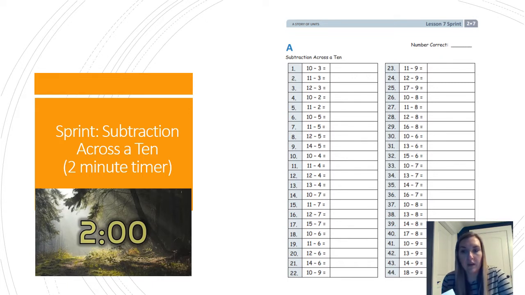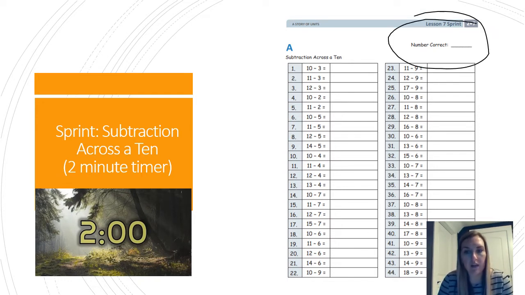And you will need a parent or a sibling to check over your answers for you so you can write your total number correct at the top right here. All right, so that's not how many you complete, it's how many you got correct. All right, pencils up. On your mark, get set, go.